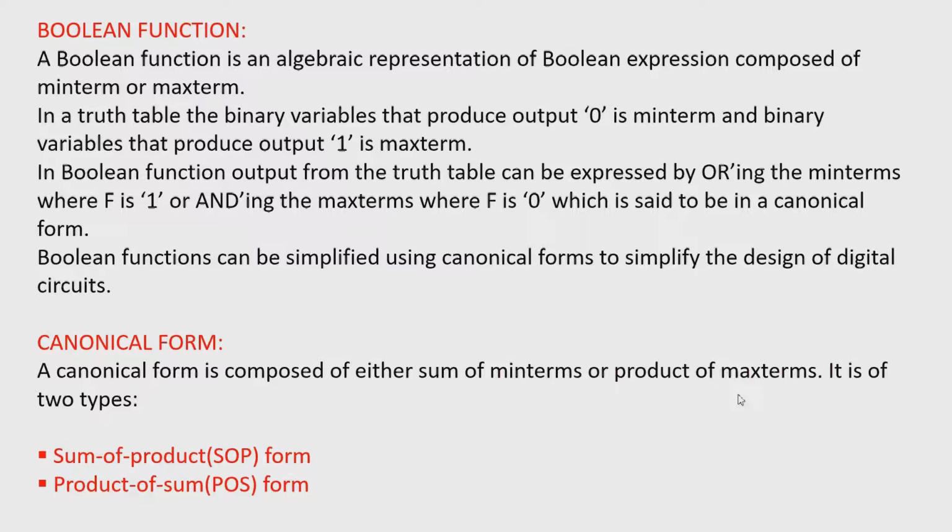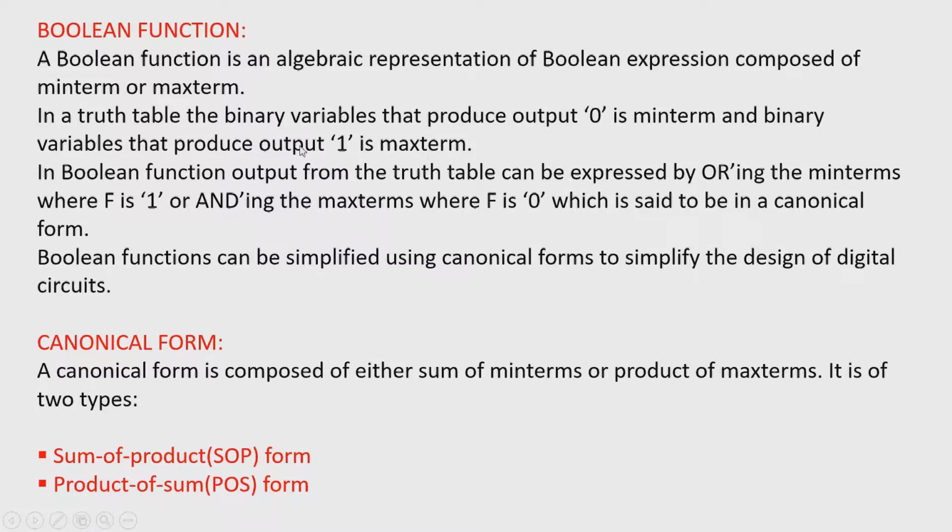So before we start with the canonical term, let me first clear what a Boolean function is. We have seen this Boolean function in the previous video also, but here I'll explain in detail. Now a Boolean function is an algebraic representation of a Boolean expression which is composed purely of min terms or max terms. Now in the truth table, the binary variables that produce the output 0 are expressed as min terms, and the binary variables that produce the output 1 are expressed as max terms.